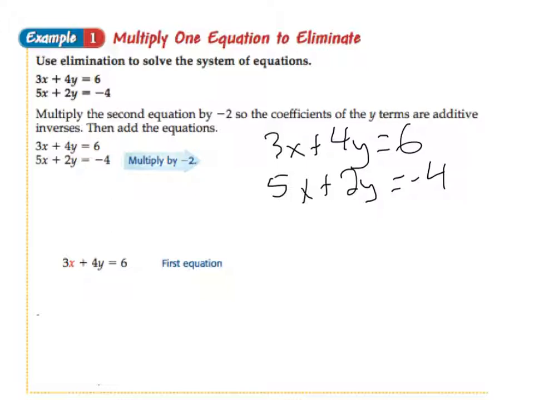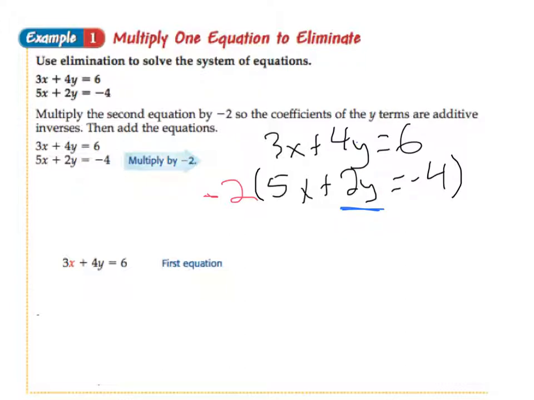Now what we have to do is multiply one of these equations to get either the x coefficient or the y coefficients to be the same. Okay, we want them to be the same. So in this case, we're going to multiply all of this equation by 2 to get this 2y to become 4y. So we're multiplying the second equation by 2, or I should say negative 2. We're going to multiply by negative 2 to get this equation to have the same coefficient for the 4.